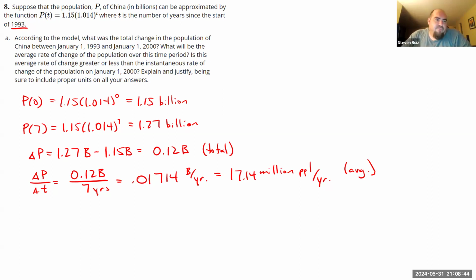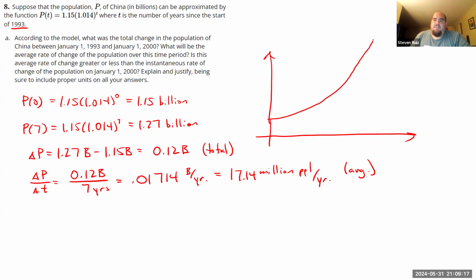Given the tools we have right now, we don't have a way to get the instantaneous rate of change of population at any one point. But we can think about this. This is an exponential function, and I can use a graph to illustrate this a little bit. There's some beginning value, and as we go, we have an increasing function.